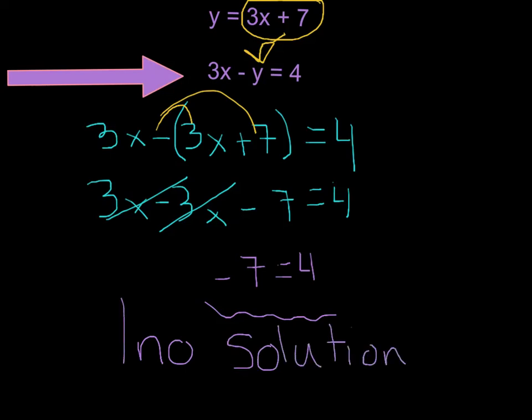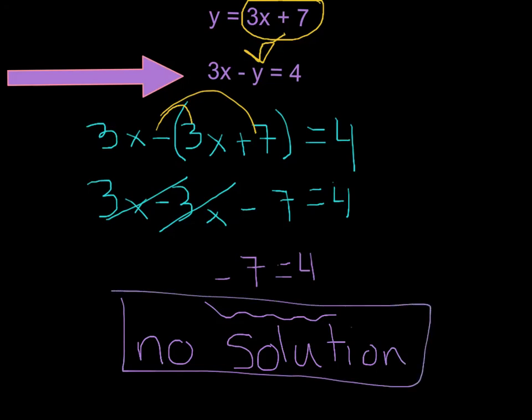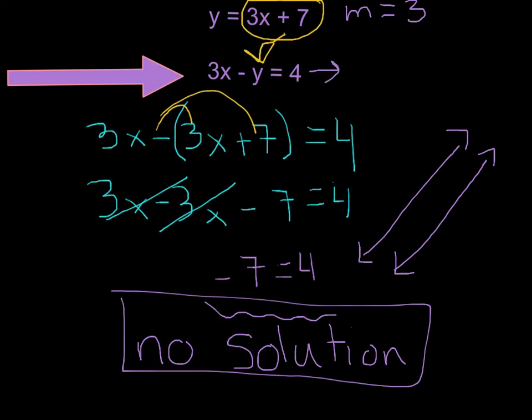That means that there is no point in which these two lines intersect, and if they never intersect, it means they are parallel. And if you go back up here, they're parallel because this has the slope of 3. And then the second equation, if you solve it for slope-intercept form, it's also going to have the slope of 3.